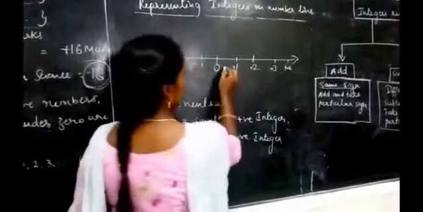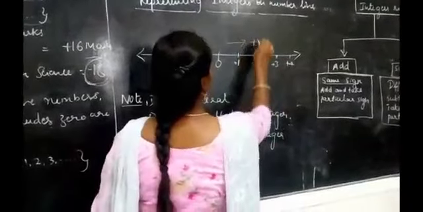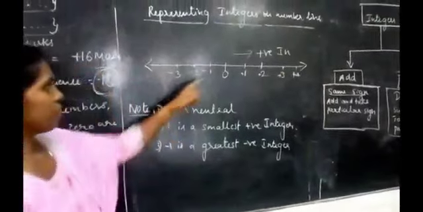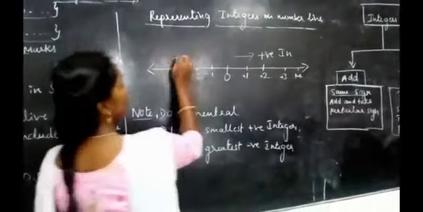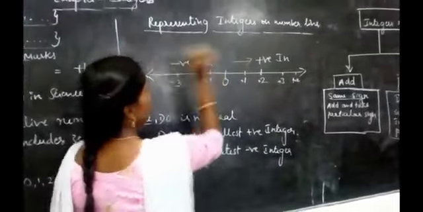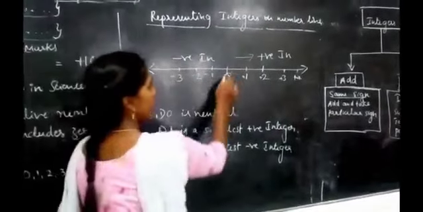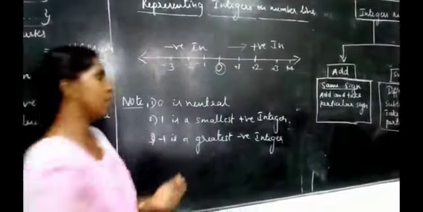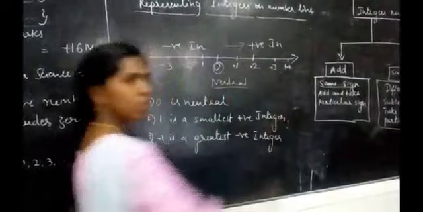The numbers which are present towards the right side of 0 are called positive integers and the numbers which are present towards the left side of the 0 are called negative integers. Okay, now look at the board. Here 0 is neither a positive nor a negative number. So we can say that 0 is a neutral number.